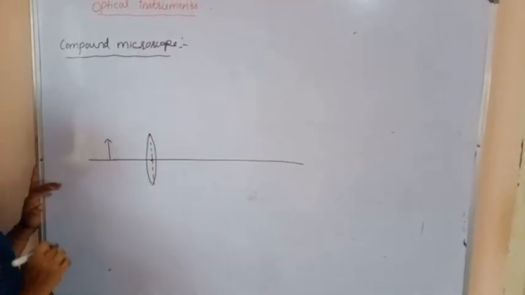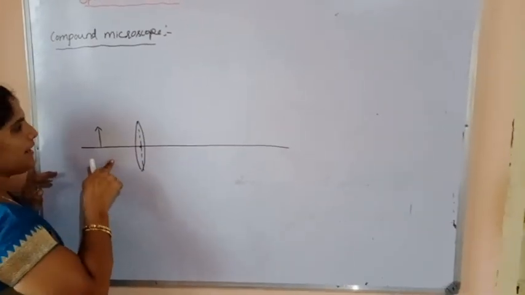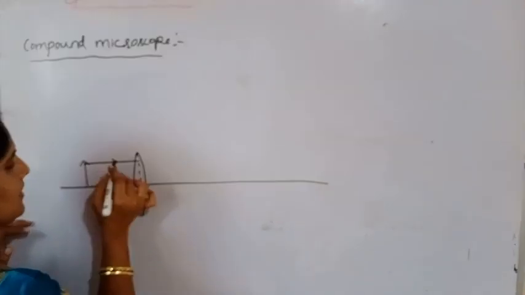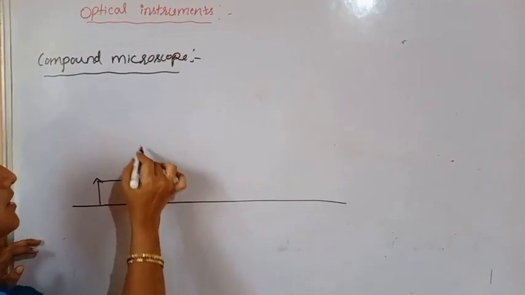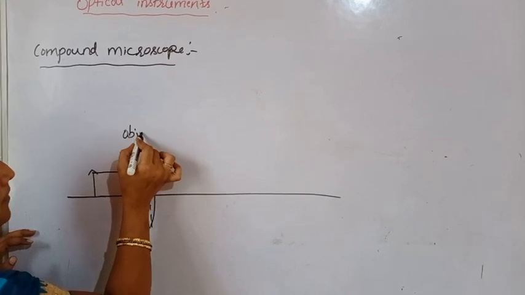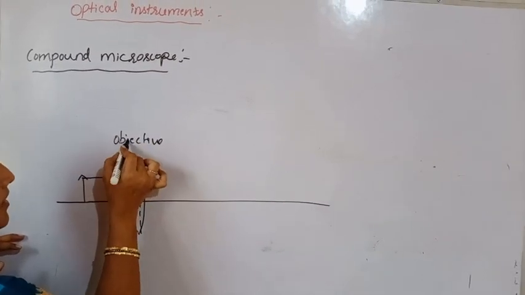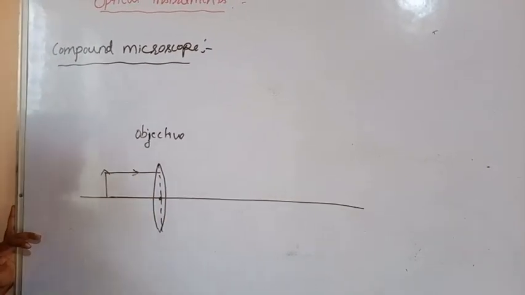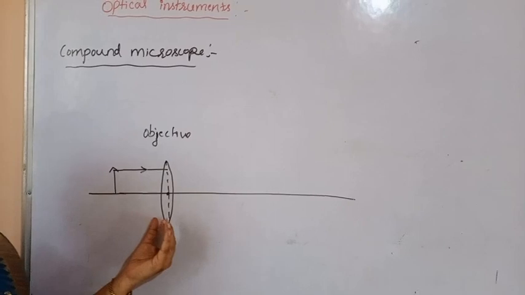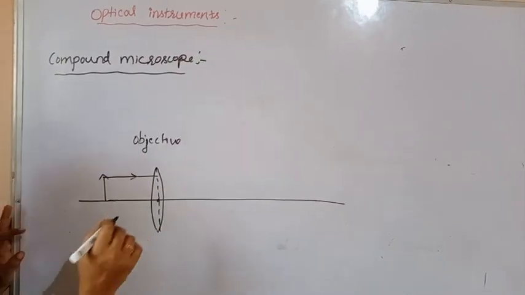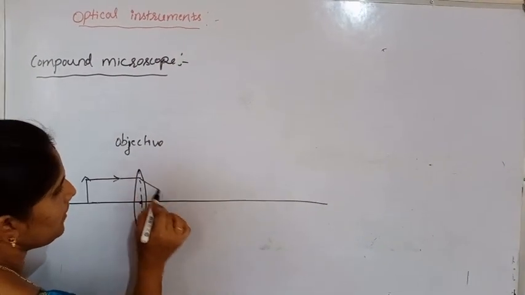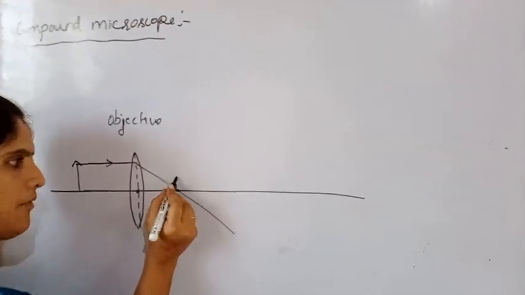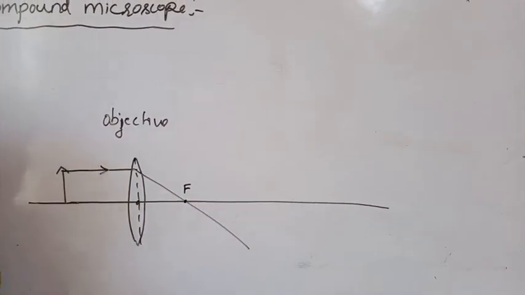Okay. So when a ray of light is incident on this objective lens like this, this is the incident ray and this one is the objective. The objective lens is the lens which is placed in front of the object. Or the object is placed in front of the objective lens. This incident ray gets refracted like this. After refraction, it is focused at a point on the principal axis that you call the principal focus.